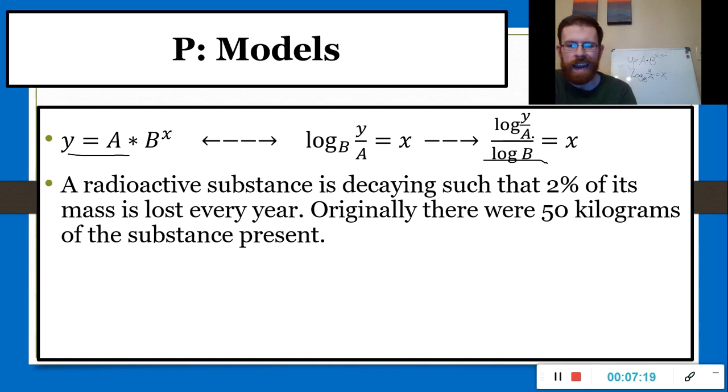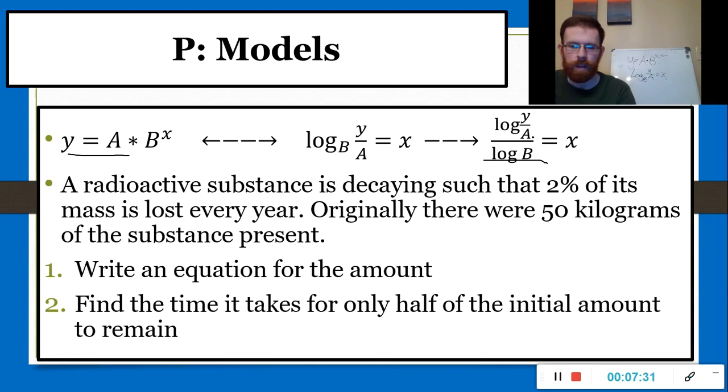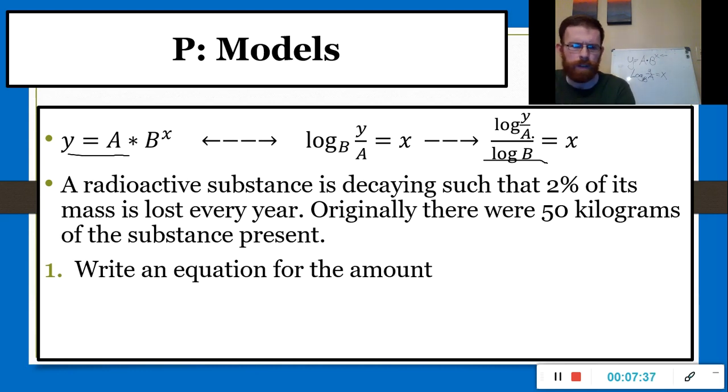So, a radioactive substance is decaying such that 2% of its mass is lost every year. Originally, there were 50 kilograms of the substance present. We want to first write an equation for this amount, and then find the time it takes for only half the initial amount to remain. So, let's just start on this first one. Write an equation for the amount.